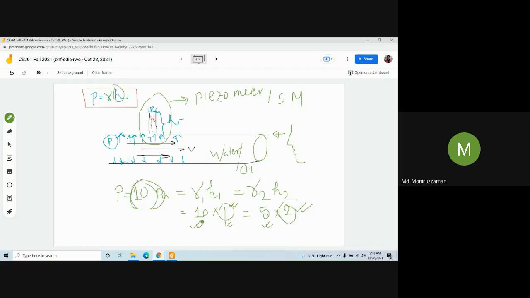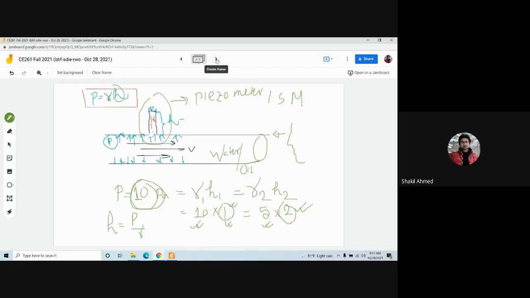Is it clear to everyone? Yes, sir. So when you are representing the pressure with the height of a particular liquid, you must mention what the liquid is, because H will vary from one liquid to another.